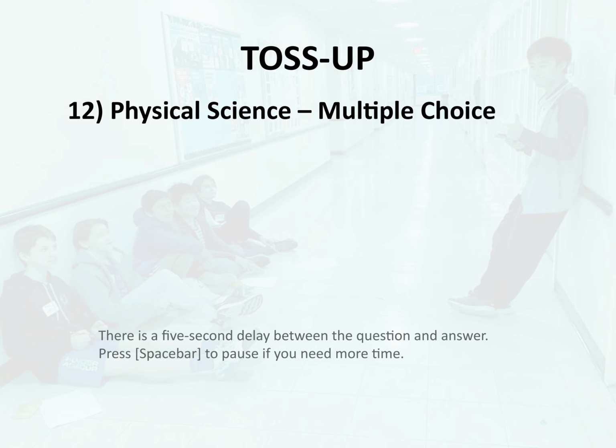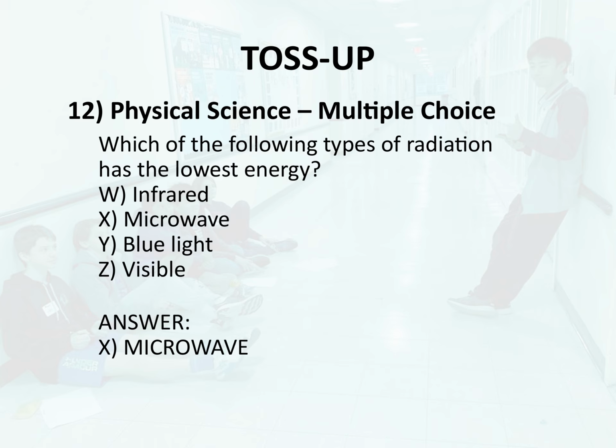Toss-up 12. Physical science, multiple choice. Which of the following types of radiation has the lowest energy? W. Infrared. X. Microwave. Y. Blue light. Z. Visible. Answer: X. Microwave.